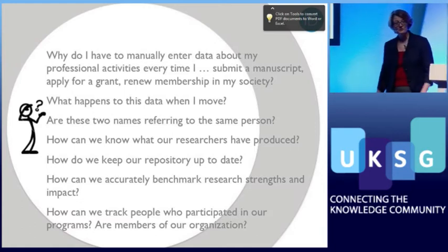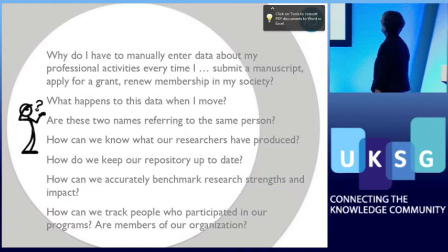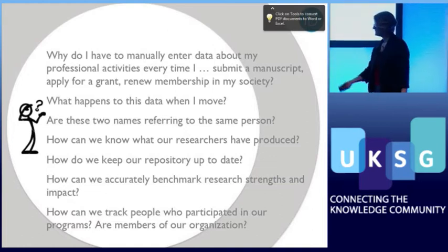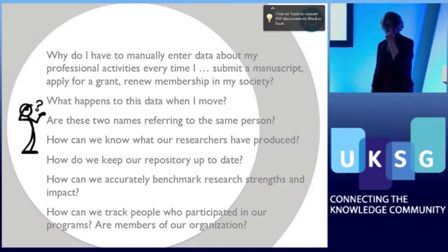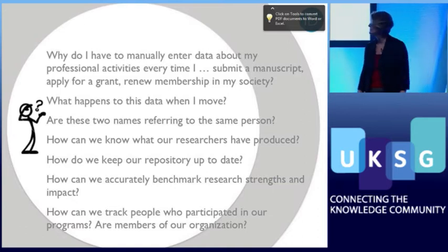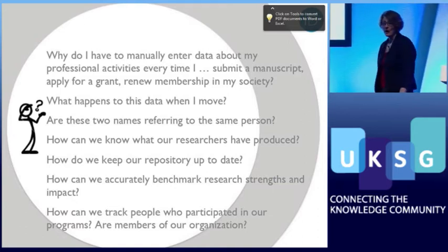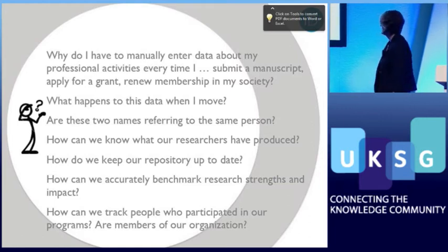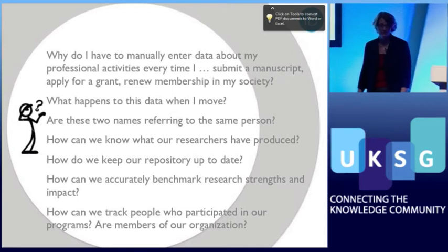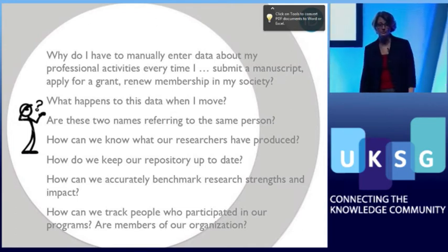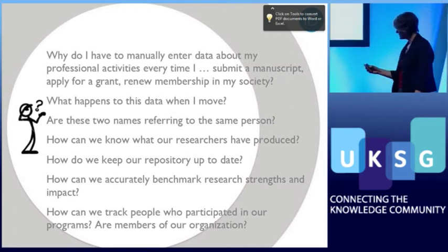Or you have two authors in one database and you don't know if they're the same person. And to the previous speaker's point, how can we know what our researchers have produced, especially if we can't tell who's who? How do we keep our repository up to date? How can we accurately benchmark? And how can we track people? They leave, we have no idea what they do when they go away. So these are all these questions.